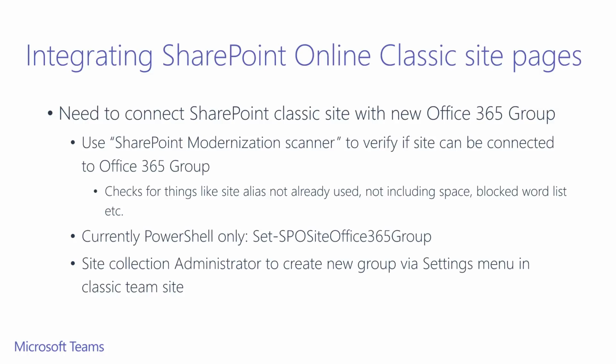Currently, this is available in PowerShell, utilizing the Set-SPOSiteOffice365Group cmdlet. The site collection administrator can create the new group via the settings menu in this Classic team site once we determine that it's possible for us to connect this to an Office 365 group.